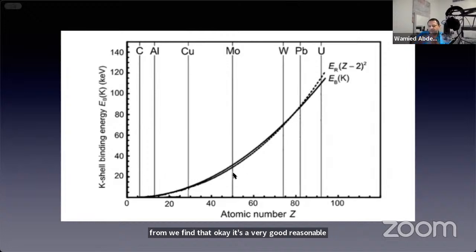So if you don't know the numbers, then remember that formula. The energy for N equals 1 equals 13.6 electron volts multiplied by Z minus 2 squared. So then we can use that formula to calculate the binding energy for any atom. Okay.